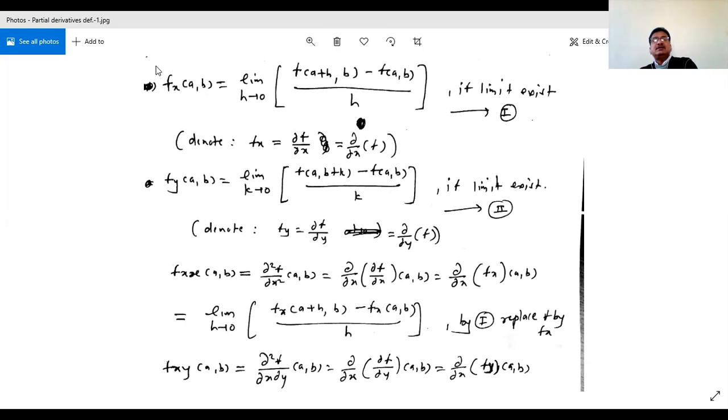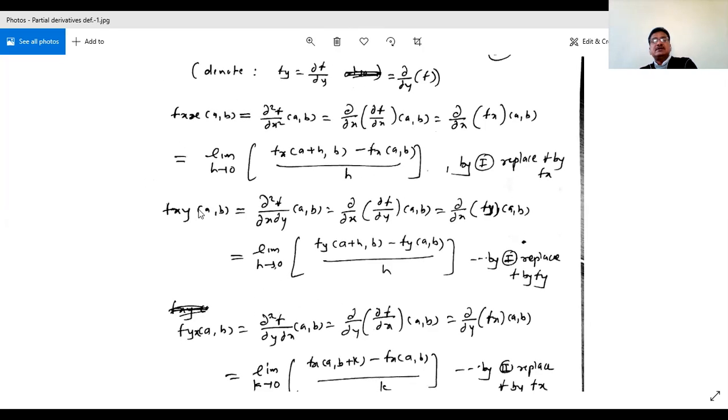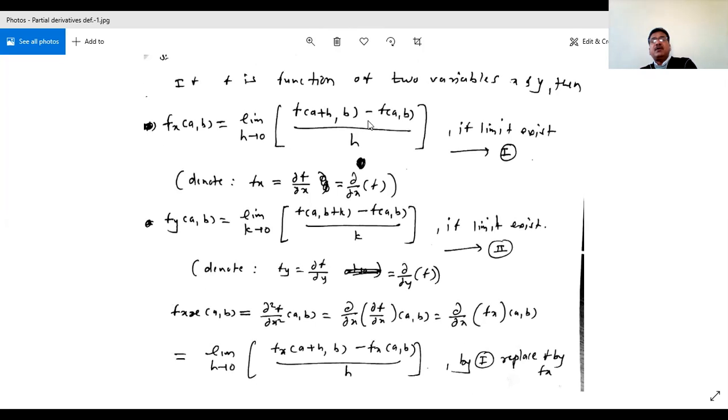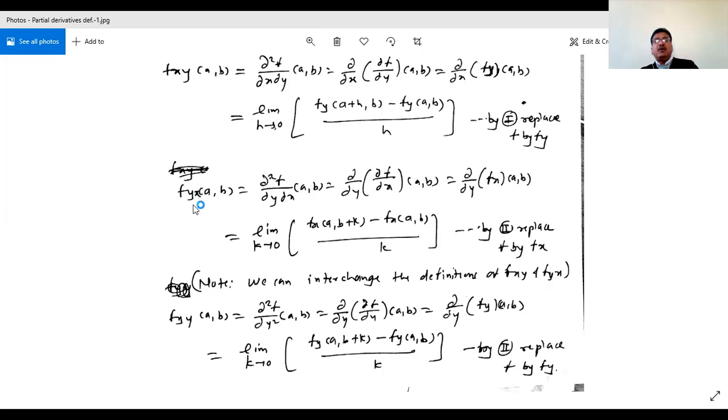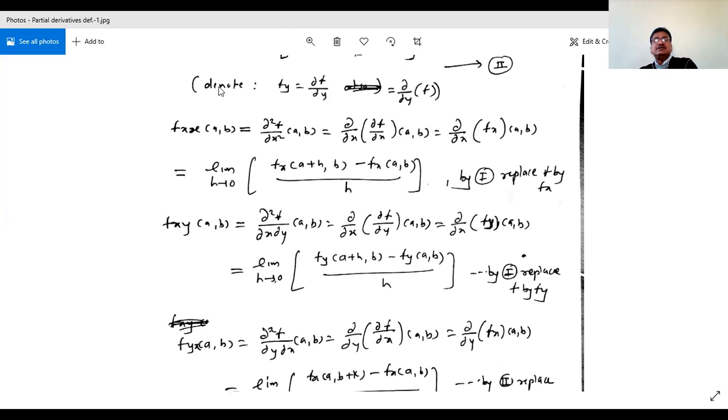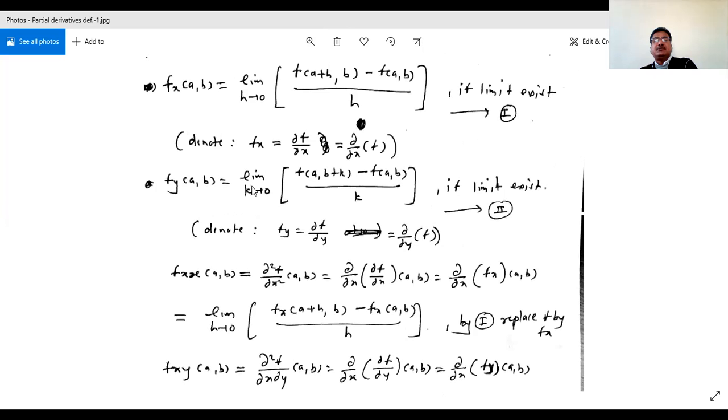And what is this? This is the derivative of f with respect to x. And here, what is fxy? It means the derivative of fy with respect to x. That is just replacing f by fy. Okay. And what is fyx? Fyx means the derivative of fx with respect to y. And what is this? This is the derivative of f with respect to y. So just replace f by fx.